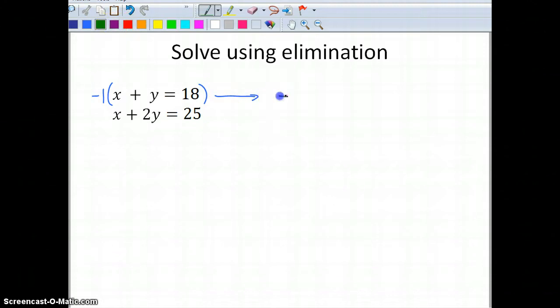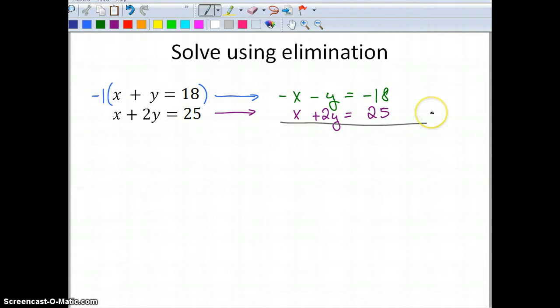So now I have negative x minus y is equal to negative 18. And I could have done the same thing to this one. I just, for some reason, just didn't. I'm going to bring this one over just as it is. X plus 2y is equal to 25. Now I'm just going to go through and combine.